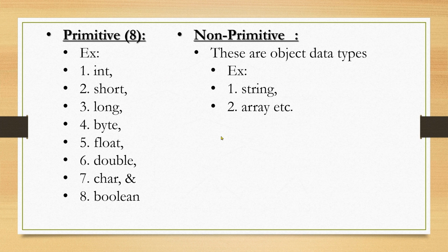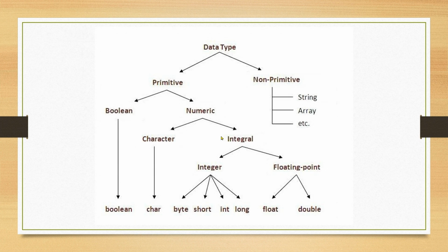By seeing this image, we will get clarity on data types. Mainly, data types in Java are of two types. One is primitive, and the second one is non-primitive. In primitive, two subtypes are there. One is boolean, and the second one is numeric. In boolean type, we have the boolean data type. It represents either true or false.